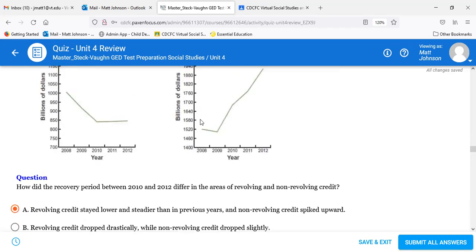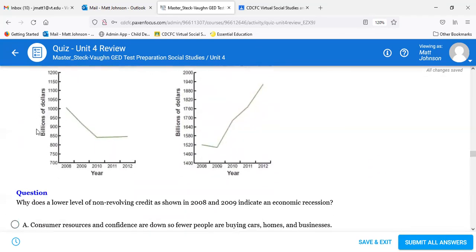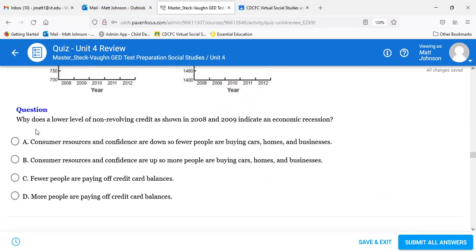Okay, so 13 was A, and we see the dip there because of the recession. And then we see it recover and go up. So 13 is A. 14, how about Christiana? Could you read question 14 for us?